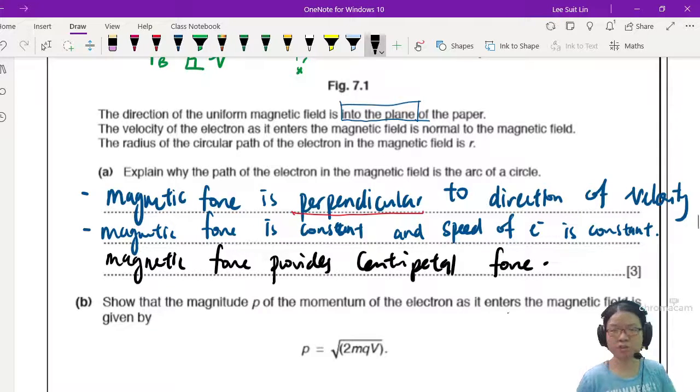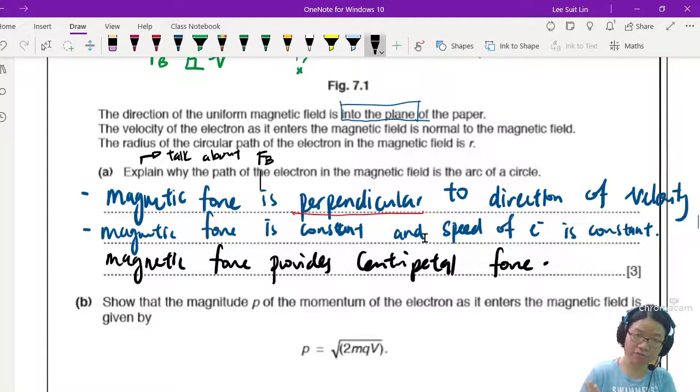Okay, magnetic force provides centripetal force. So this kind of question, when they ask you to explain, you talk about force. Talk about F_B, the magnetic force on the electron. The magnetic force on the electron is perpendicular to the direction of velocity of the electron. The magnetic force is constant in magnitude, so is the speed of the electron. Because of this, the magnetic force provides the centripetal force.